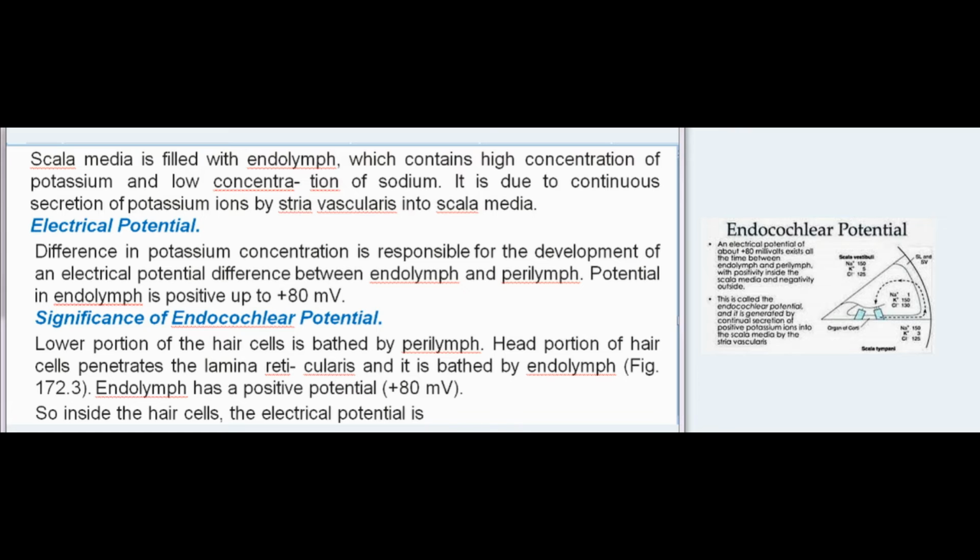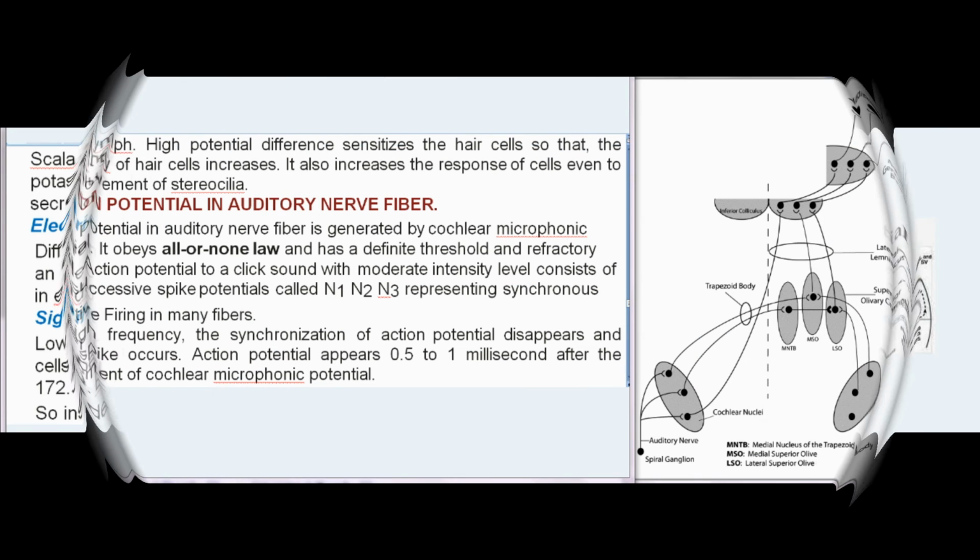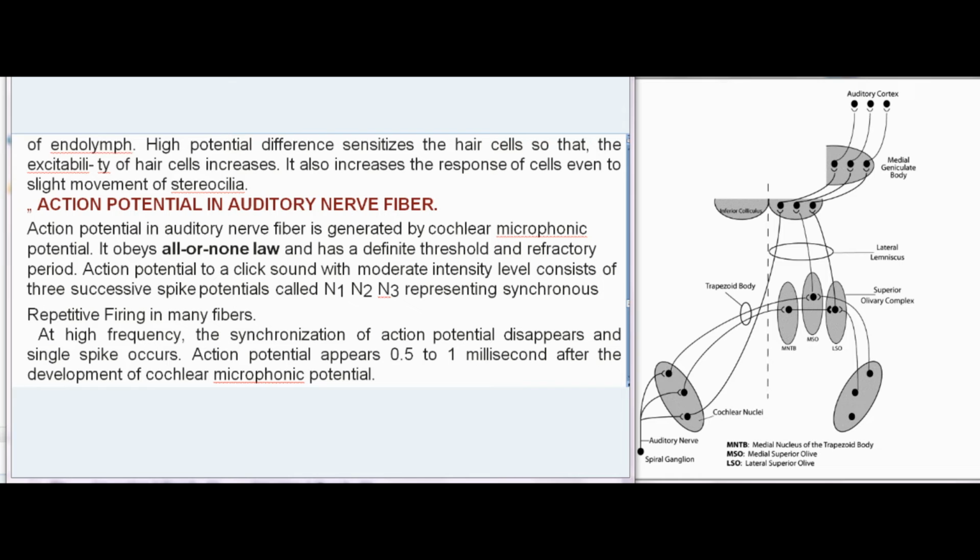Significance of endocochlear potential. Lower portion of the hair cells is bathed by perilymph. Head portion of hair cells penetrates the lamina reticularis and it is bathed by endolymph. Endolymph has a positive potential, plus 80 mV. So inside the hair cells, the electrical potential is minus 60 mV in comparison to that of perilymph and minus 140 mV in comparison to that of endolymph. High potential difference sensitizes the hair cells so that the excitability of hair cells increases. It also increases the response of cells even to slight movement of stereocilia.